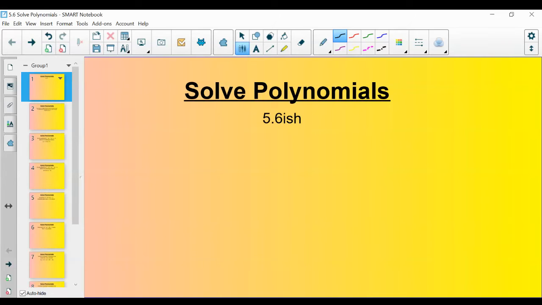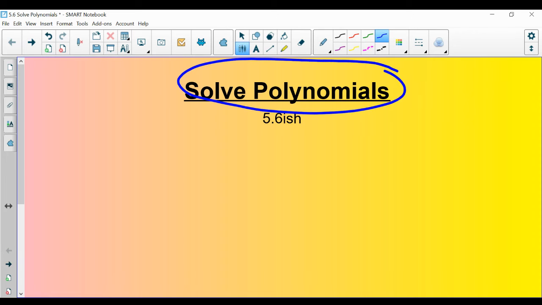Hello, Algebra 2 students. This is a lecture on solving polynomials. I'm calling this section 5.6-ish because it is part of 5.6, but it also has some ideas from 5.5 and 5.7 in it. I'm kind of making my own section with the intent that by the end of it, you will be able to solve polynomials.